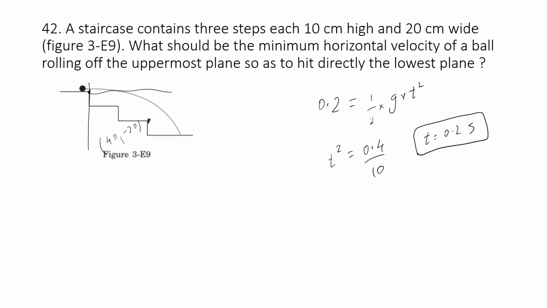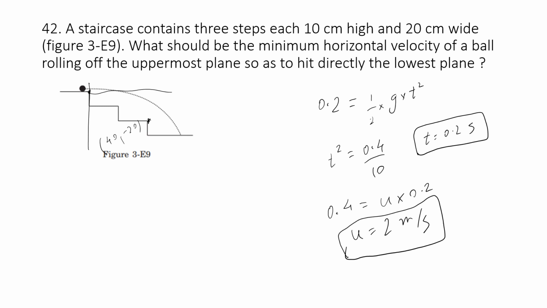So in the same time, the ball should travel 40 centimeter in the x direction. So 0.4 equal to u into 0.2. U equal to 2 meter per second. Thank you.